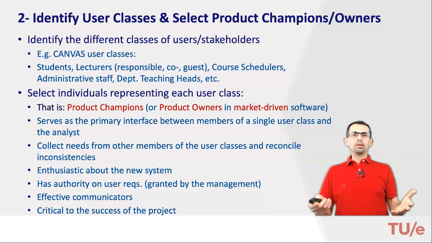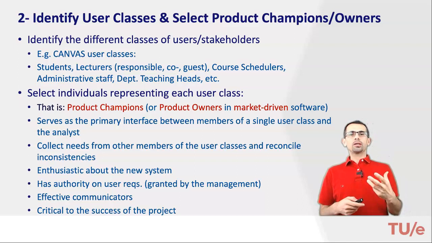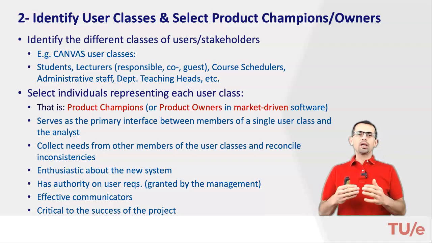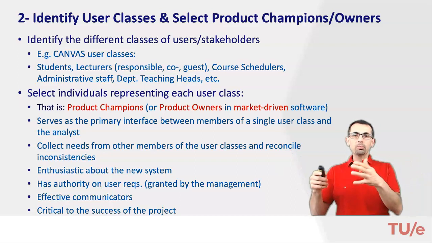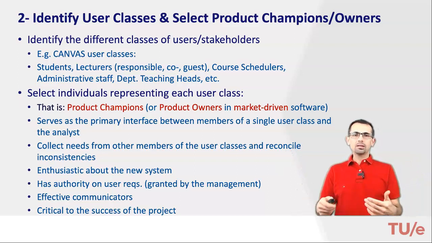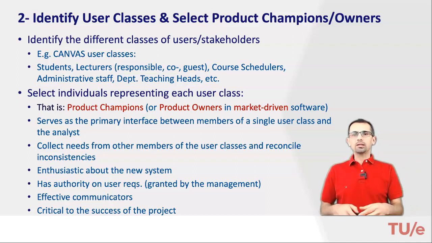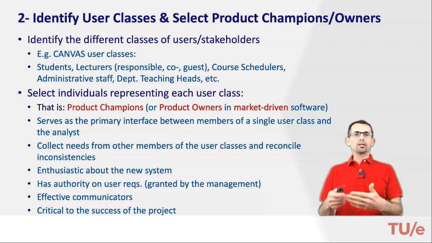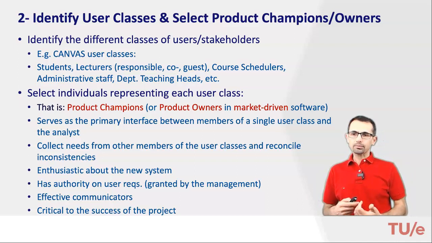So in fact, as you can imagine, selecting a product champion really helps you to have one line of communication between the vast majority of people in the same user class. So it's a good idea to select one representative of this user class to channel the information in a much more effective way, to bridge the link between the end users and the business analysis team.